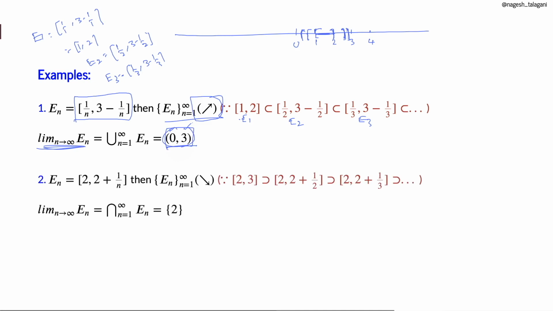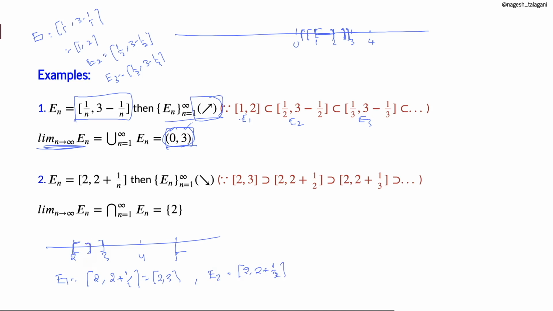Next, example 2. Here En equals the closed interval 2 to 2 plus 1/n. So let's say this is 2, 3, 4, 5 and so on. What is E1? E1 is going to be 2 to 2 plus 1/1, that means 2 to 3. So this is going to be E1. E2 is going to be the closed interval 2 to 2 plus 1/2, that means from here to here.